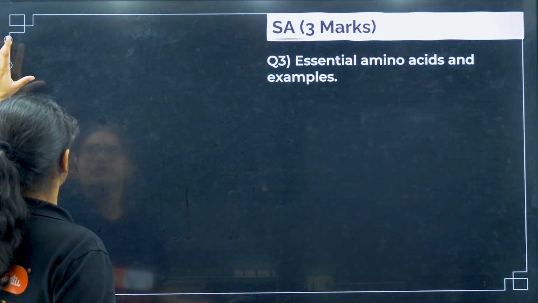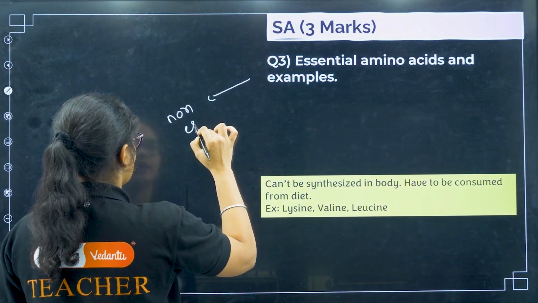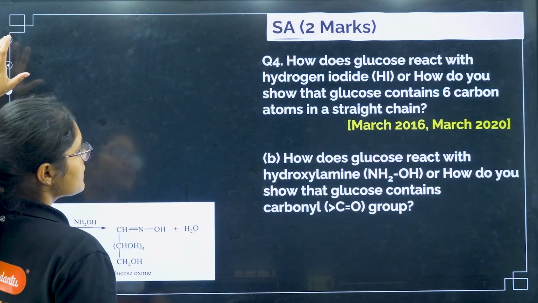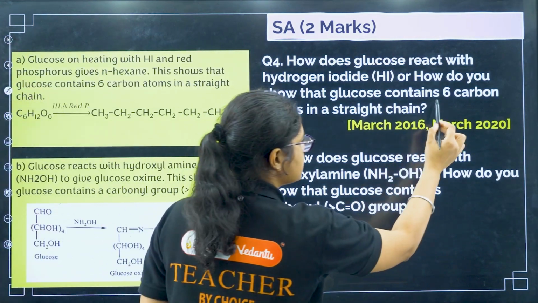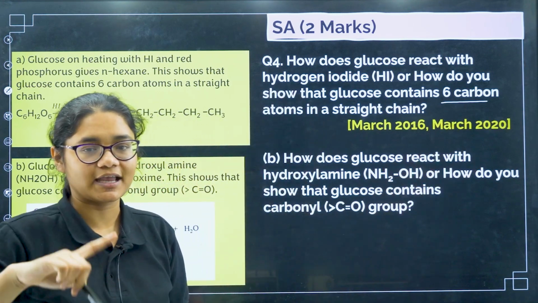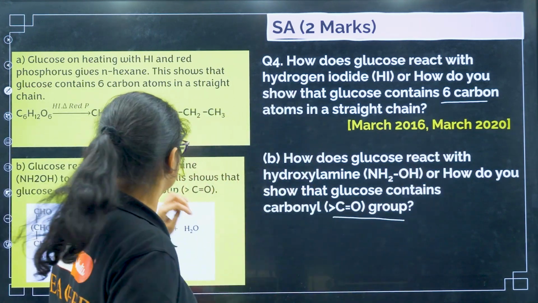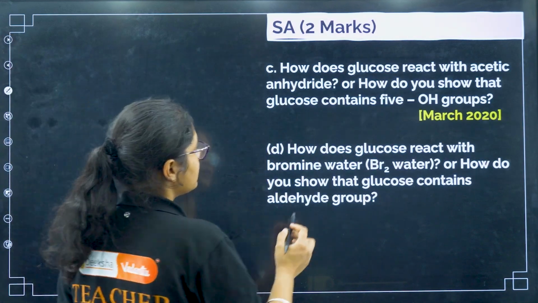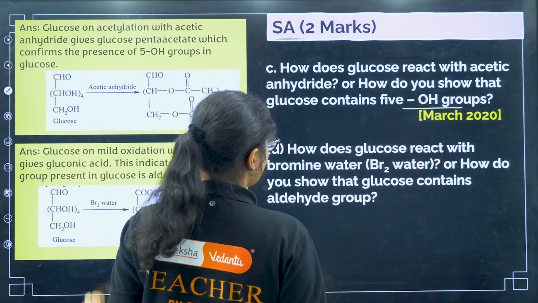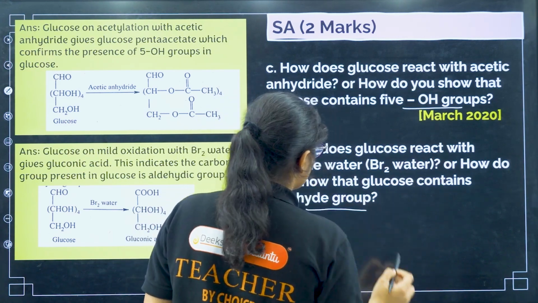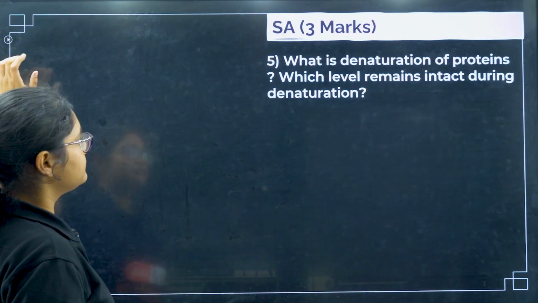Amino acids, essential and examples. Similarly also prepare non-essential and their examples, okay. Next is your reactions of glucose. To give you a 6 carbon chain, you should react with HI and red phosphorus. To give you the carbonyl group, you should react with NH2OH. Then to show that it has 5 OH groups, react with acetic anhydride, and for the aldehyde group, react with bromine water, okay.